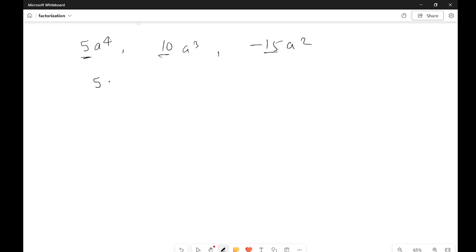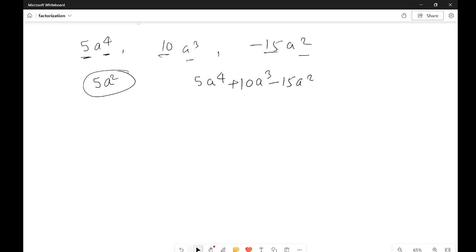A is in all three, so I will write a, but what will be the power? In the first it's 4, then cube and square, so I will go with a square. Only 15 has a minus sign, so it's not common. So the highest common factor will be 5a square. Now let's utilize it in the factorization. Say my expression is 5a raised to power 4 plus 10a cube minus 15a square.